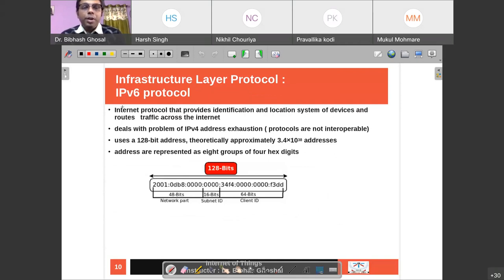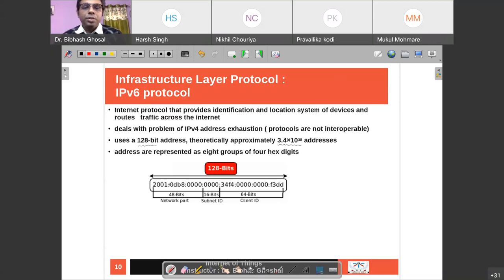So the obvious choice would be to switch to a different addressing scheme, which would allow a larger number of bits for addressing. That is the reason why the IPv6 protocol is the one primarily used for IoT devices. IPv6 utilizes 128-bit addressing. So automatically, the number of addresses that can be generated is 3.4 times 10 to the power 38, which is sufficiently large to accommodate the large number of IoT devices that are increasing day by day.